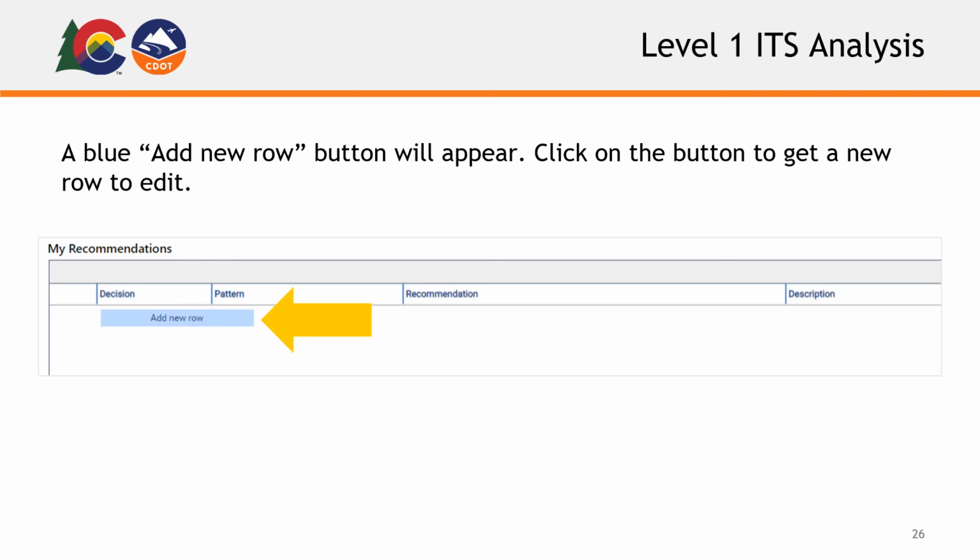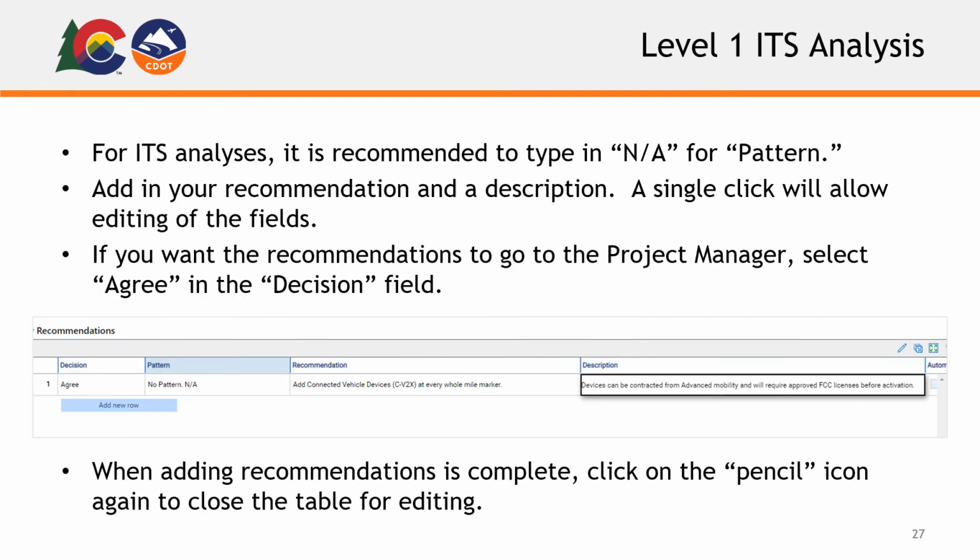Add detailed description notes for each recommendation in the description column to differentiate which section of the project the recommendation applies to. This can be street names, road names, mile markers, etc. This is to help the project manager understand the specifics of each recommendation and where to apply them. For ITS analyses, it is recommended to type in NA for pattern. Add in your recommendation and a description.